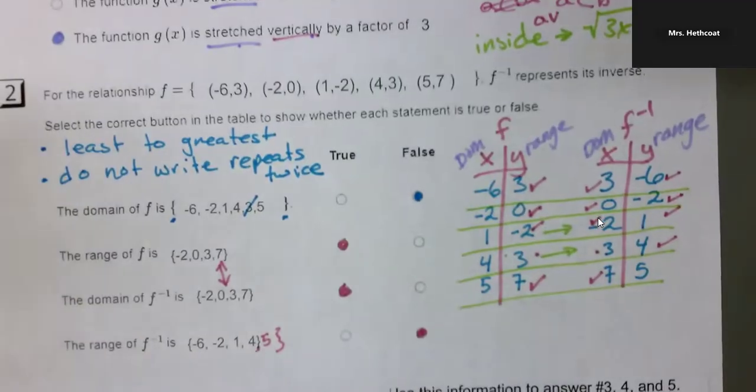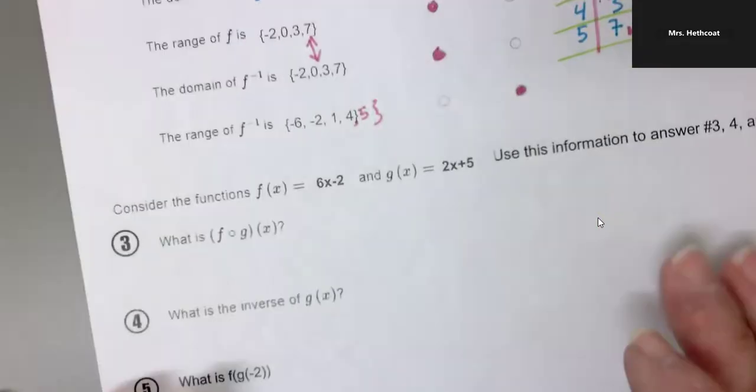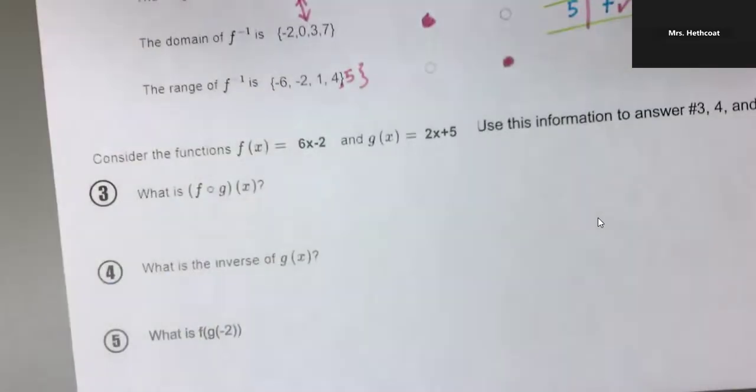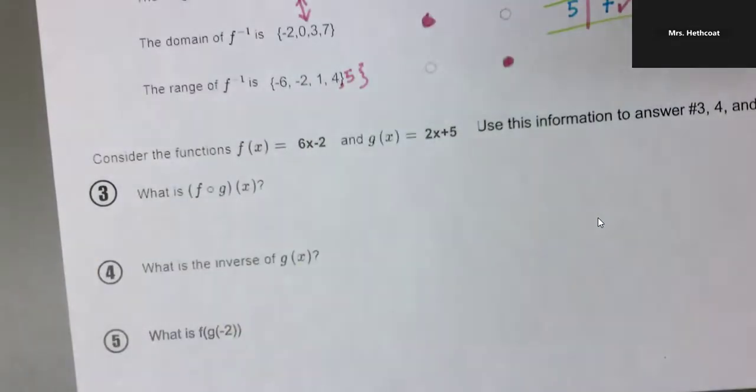Well, let's go to numbers 3, 4, and 5. So 3, 4, and 5 are all here together. I should have organized them like 3 and done the work below it, and then 4 done the work, and then 5 done the work. So I apologize that the worksheet isn't set up great. But let's see what we can do.